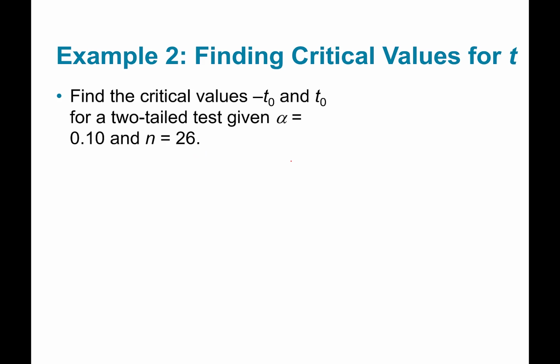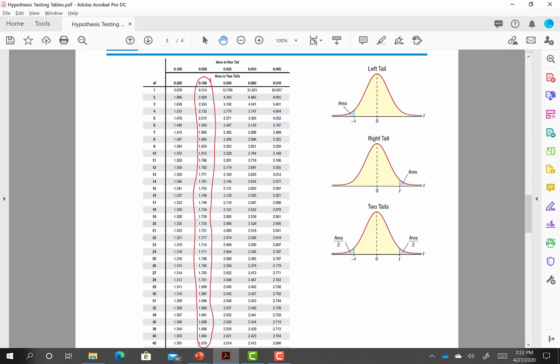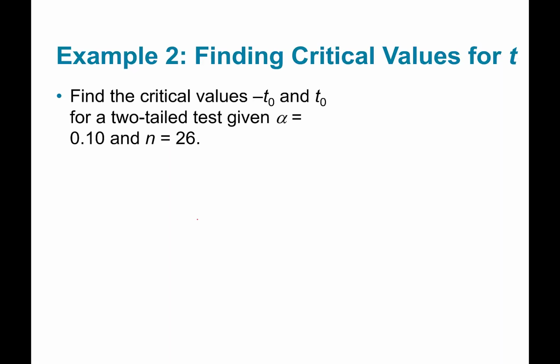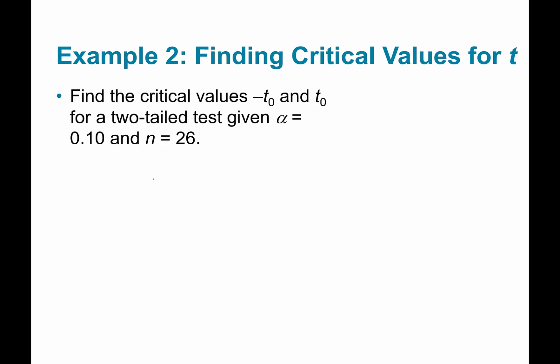Similarly, let's find our critical values for a two-tailed test, given alpha is 0.1, n is equal to 26. So same idea. Alpha is 0.10, and we're in the two-tailed, so somewhere in this column. And n is 26, so degrees of freedom is 25. We find where they meet, 1.708. So in this case, negative t0 is negative 1.708, and positive t0 is positive 1.708.